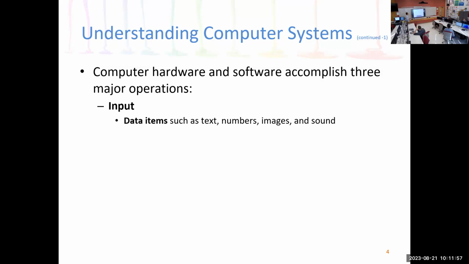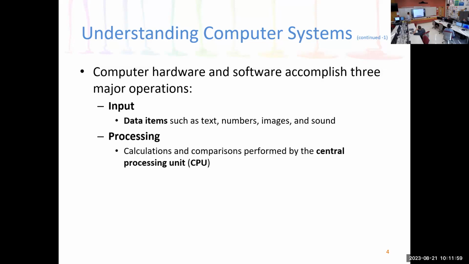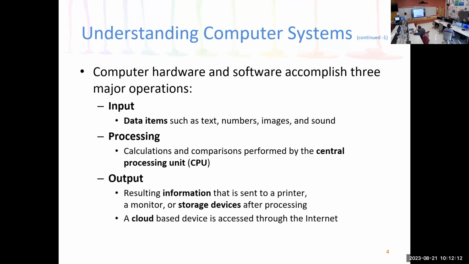When you have the input, the next thing is processing. Processing is everything about the calculation and comparison performed by the central processing unit, the CPU. CPUs come in many types of speed. You got the input, you have the processing, and now it's time to take it out: the output.